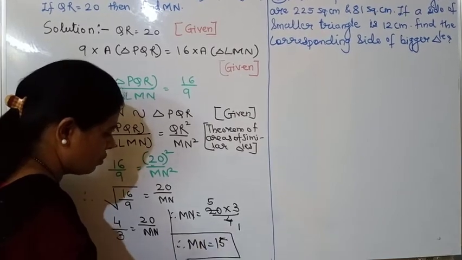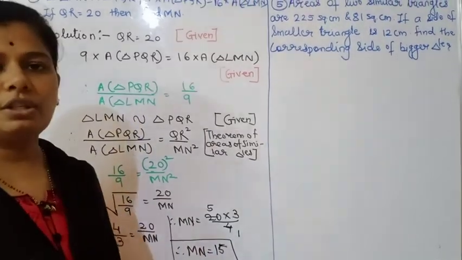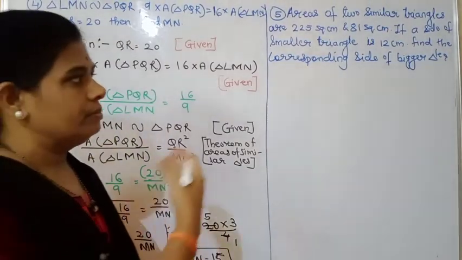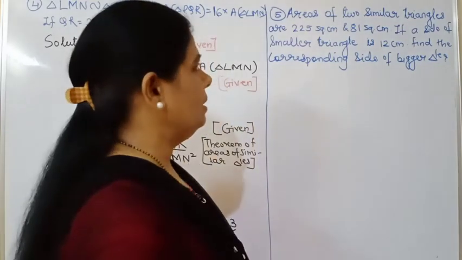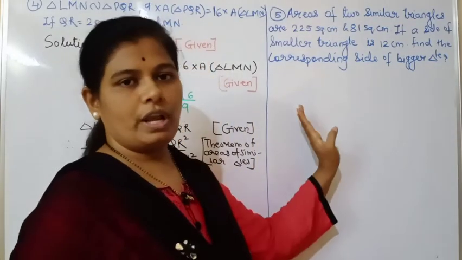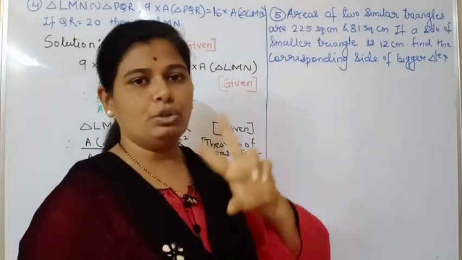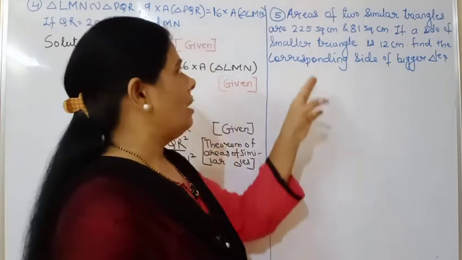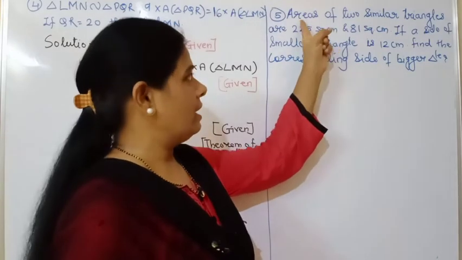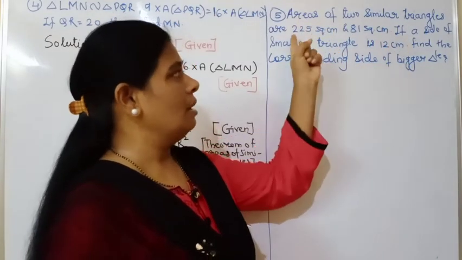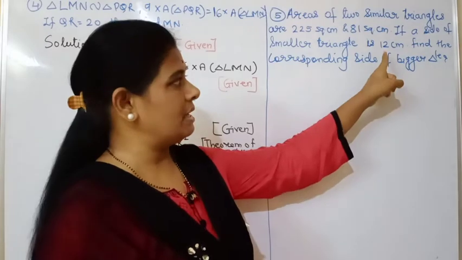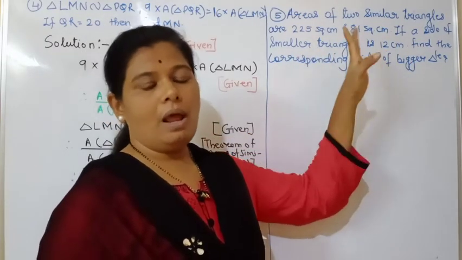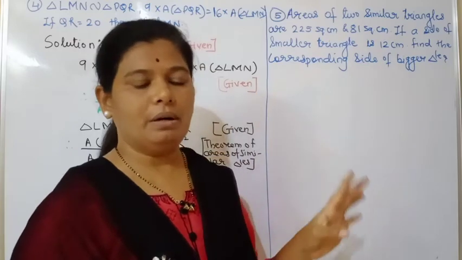In this way we can solve the example by using the theorem of areas of similar triangles. Okay. Now next example. See now next example what they have given. Same thing is there, that is the two triangles are given and both these triangles are similar and their areas are given. Areas of two similar triangles are 225 and 81 square centimeter. Then the side of the smaller triangle is 12 and we have to find the side of the bigger triangle.